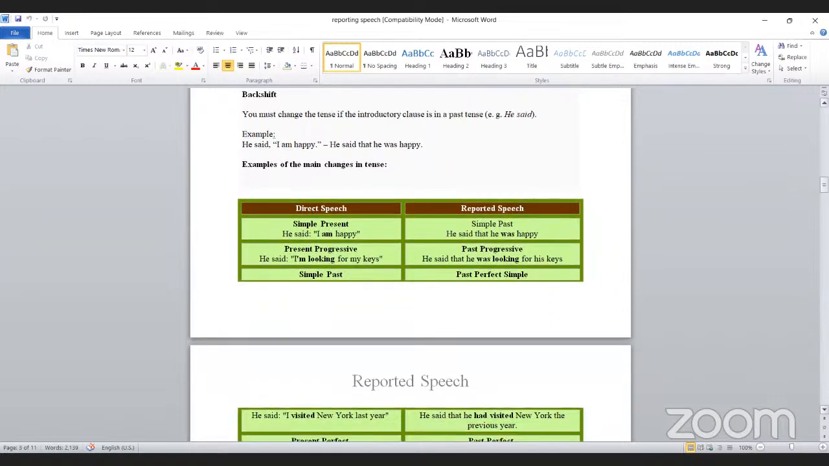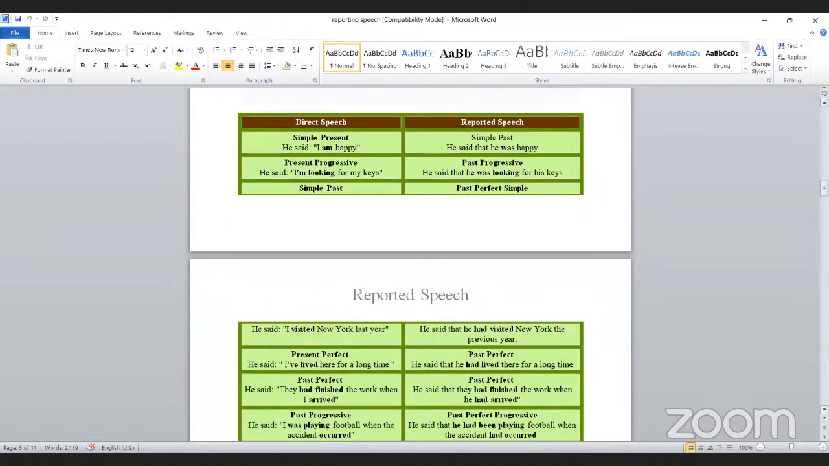If it's in simple past, your reported speech should be in past perfect simple. That means past perfect tense. Simple past means we use this tense to talk about things which we have already finished. So he said, he visited New York last year. He said that he had visited New York the previous year. Not last, but previous.